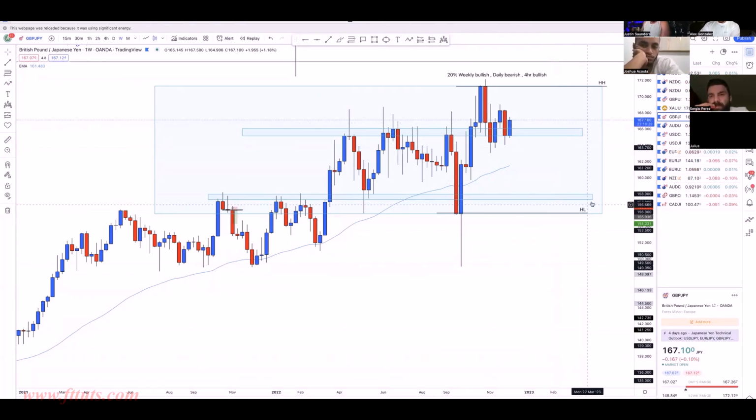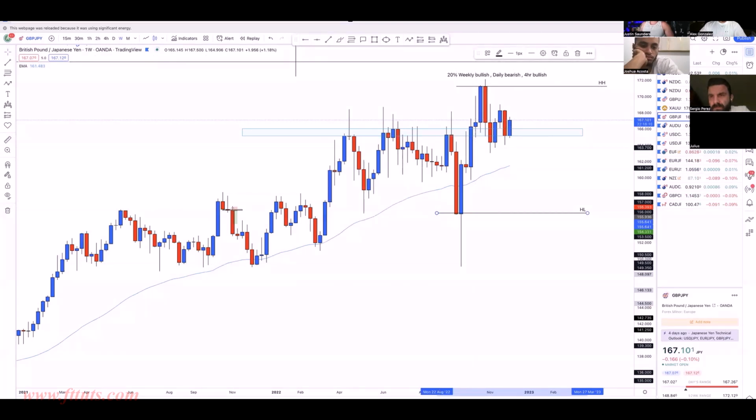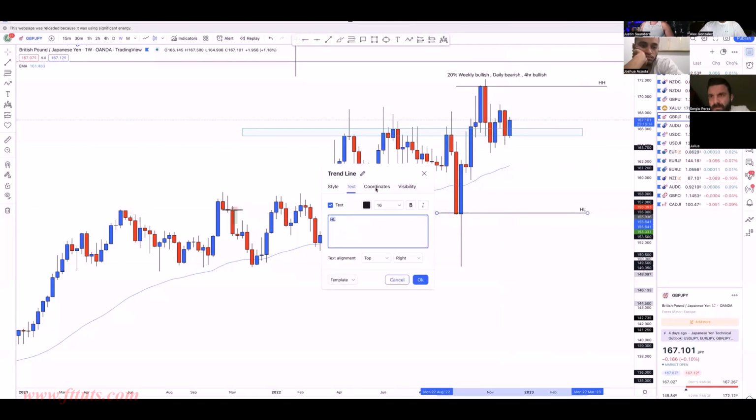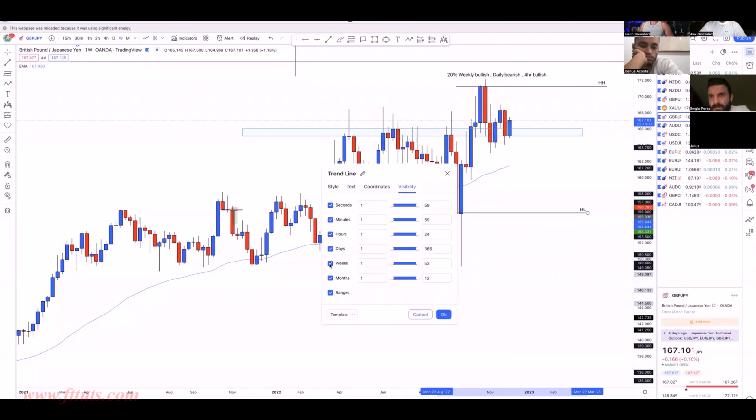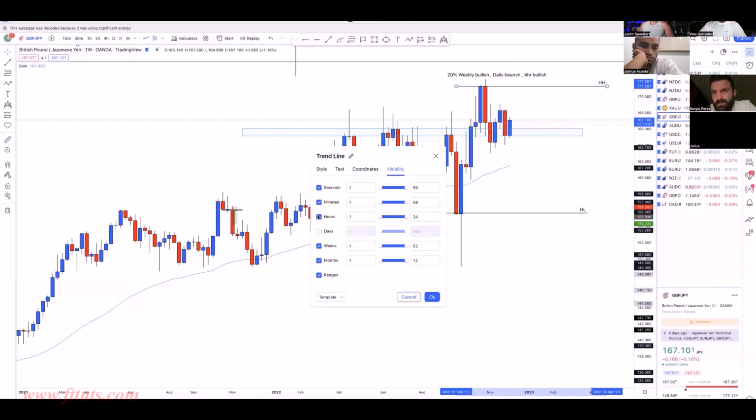Easy money, right? So for now, we'll just take off this box. We don't need it. We'll take off this box, but we don't need it. And then we'll leave this visible on just the weekly time frame. Let me see here. How do you do this again? Double tap it. There you go. Visibility. Only make it visible on the weekly. Same thing for this. Only visible on the weekly.